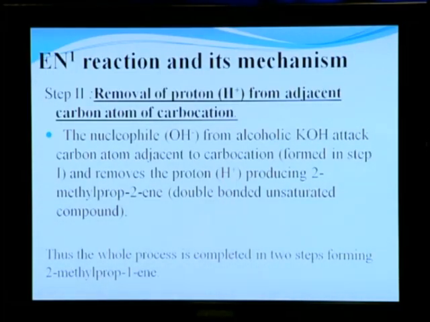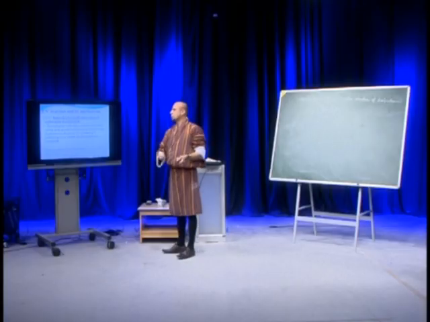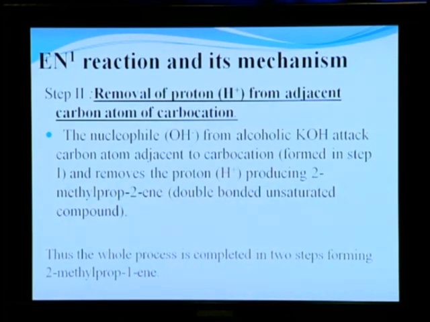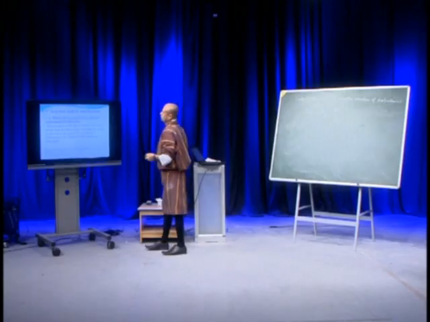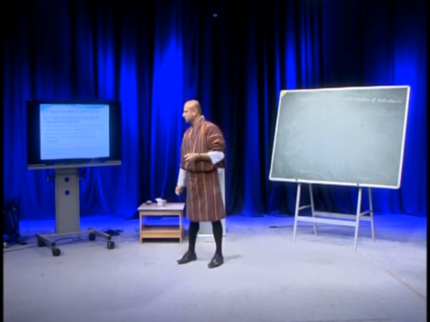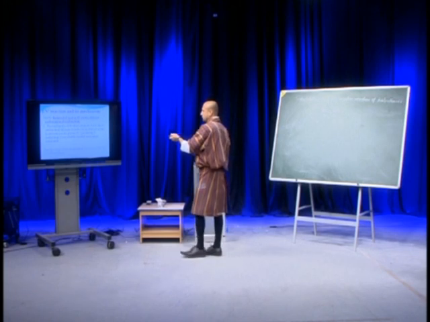Now, step 2, removal of proton. In E1, first we discussed the formation of the carbocation. Now we are talking about the removal of a proton from the beta carbon, or removal of beta protons. The nucleophile, that is the hydroxide ion from alcoholic potassium hydroxide, attacks the carbon atom adjacent to the carbocation formed in step 1 and removes the proton, producing 2-methylprop-1-ene, which is an unsaturated compound because of the presence of a double bond. Thus, the whole process is completed in 2 steps.